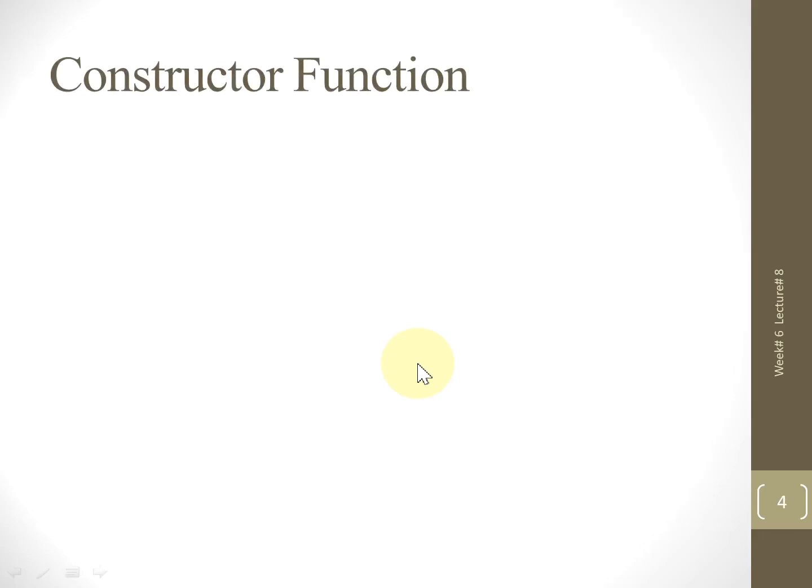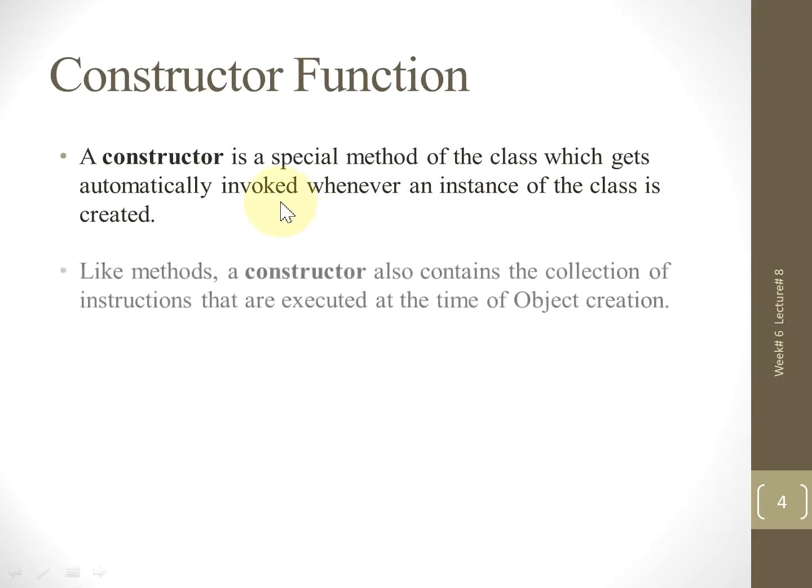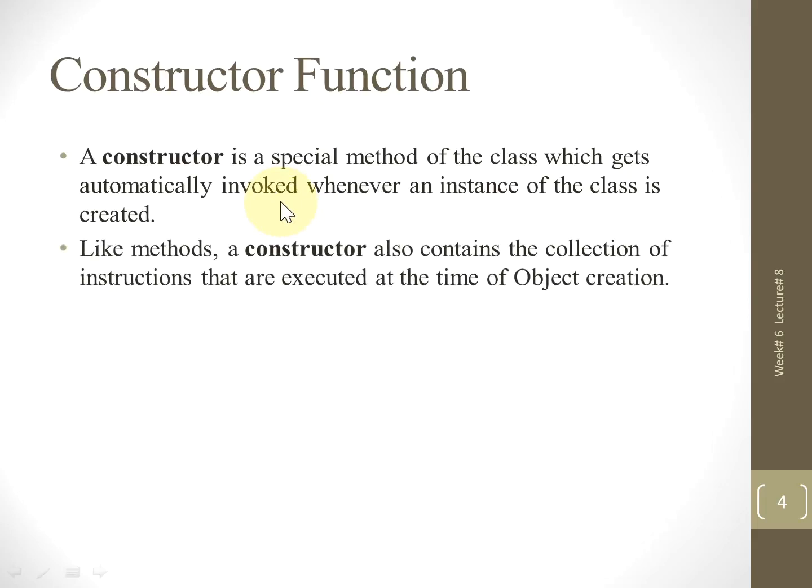About functions we have already discussed. A function means to solve a specific problem. A constructor function means it is a special function, or you can say a special method of the class, which gets automatically invoked whenever an instance of the class is created. Like methods, a constructor also contains a collection of instructions that are executed at the time of object creation.